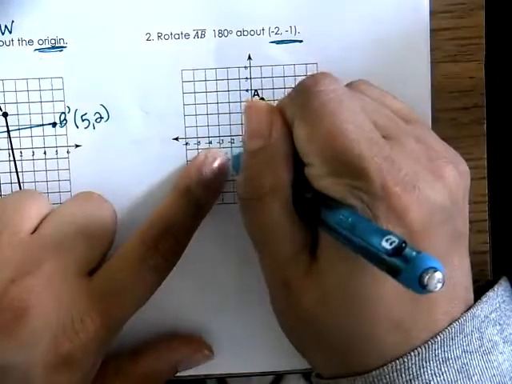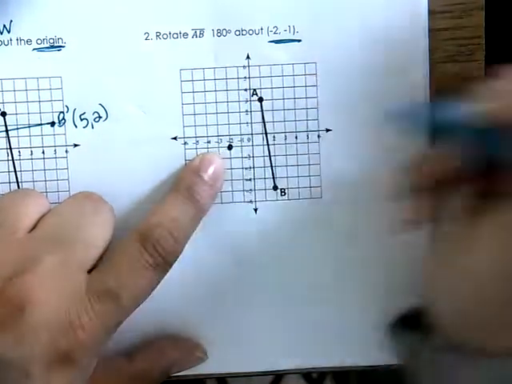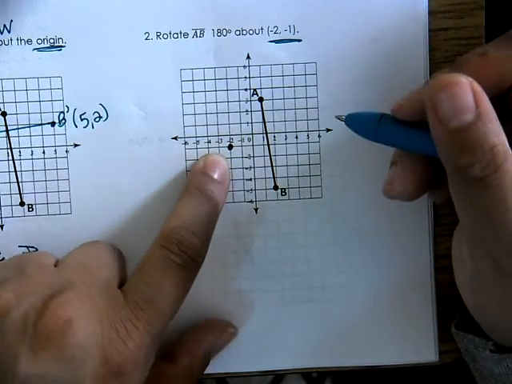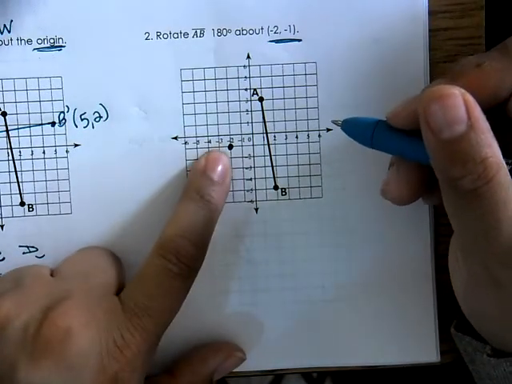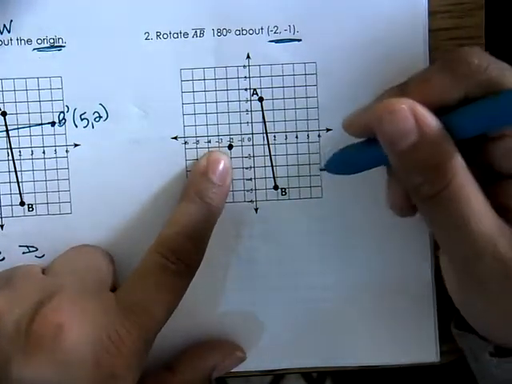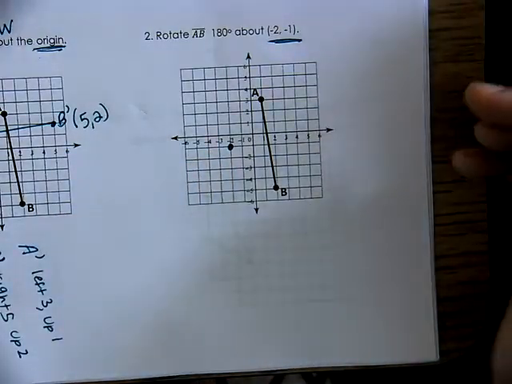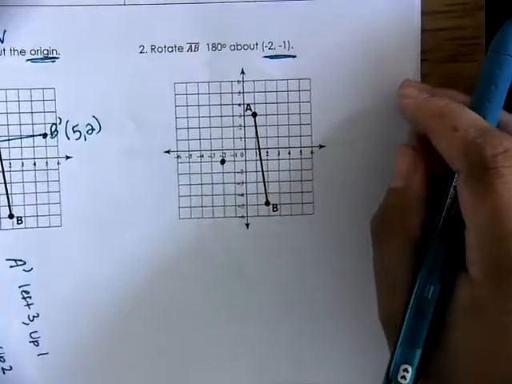So -2, -1, that's my point. And you don't have to label it with any kind of letter or anything. Just know that that's that center of rotation. That's important. Okay, now we have to rotate our paper 180 degrees.